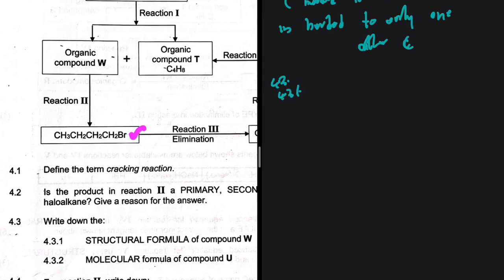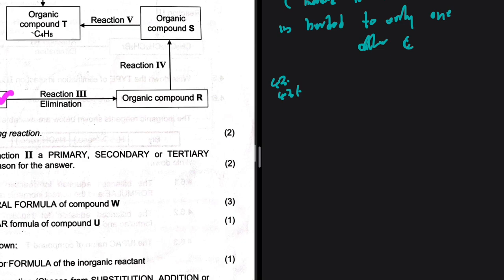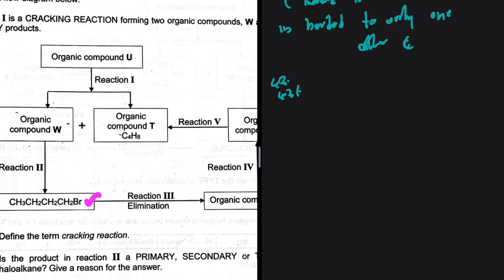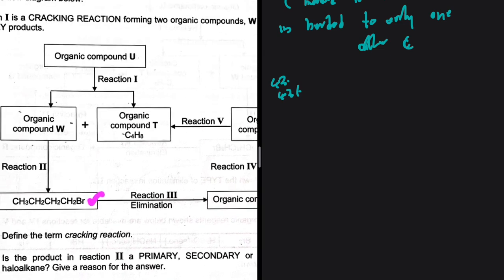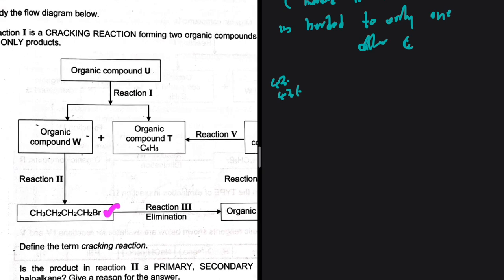4.3.1, we are looking for the structural formula of compound W for 3 marks, right? So we are talking about cracking here. That is reaction 1. In our context, we only talk about cracking of alkanes. So we know that compound U is an alkane, right? And then take a look at this.